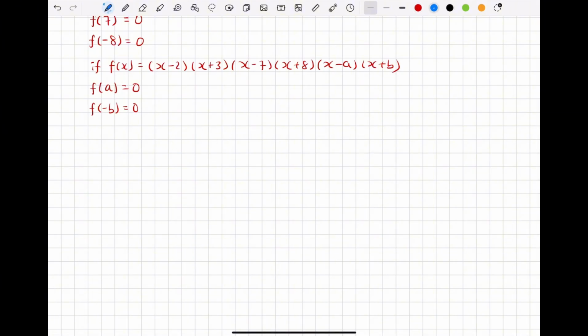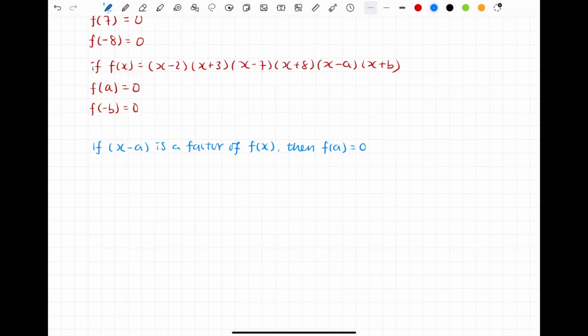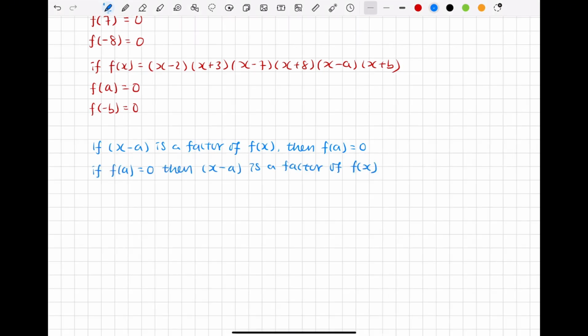So we can conclude that if x − a is a factor of f(x), then f(a) is going to be 0. And the other way is also true. If f(a) is 0, then x − a is a factor of f(x). Let's have a look at a few questions.